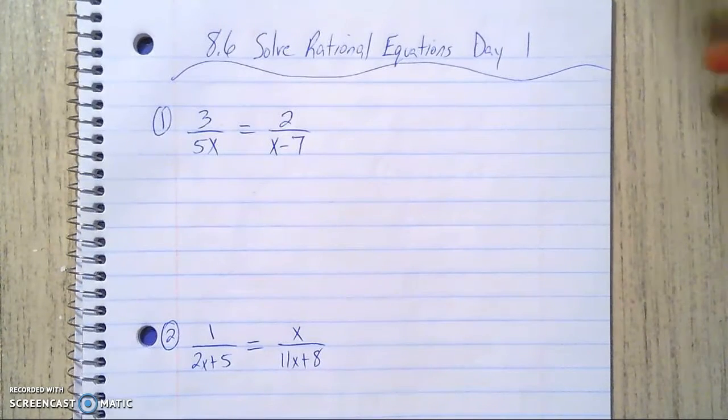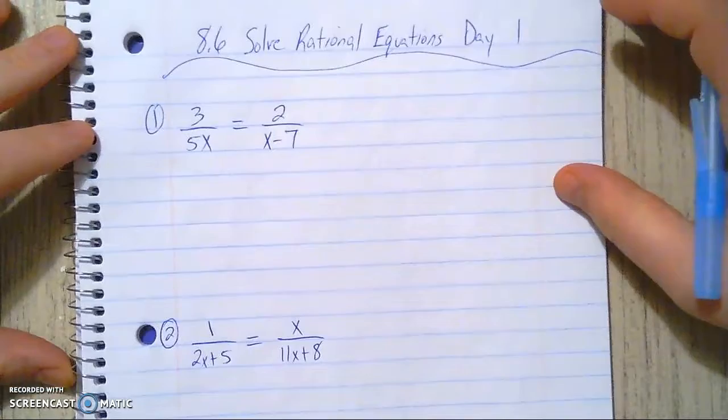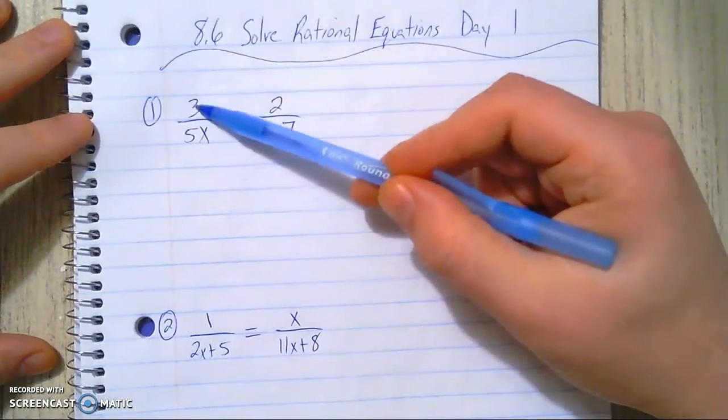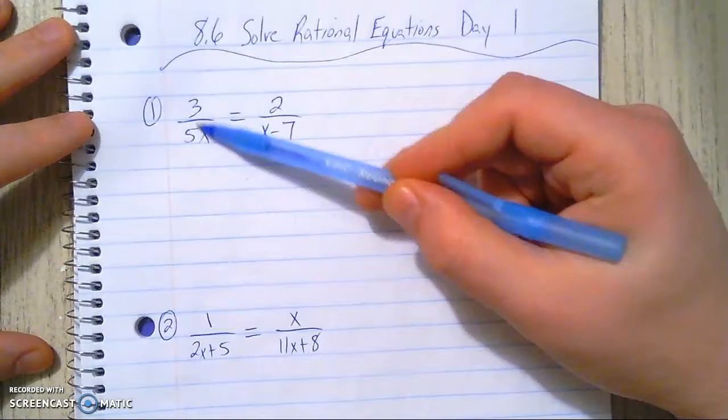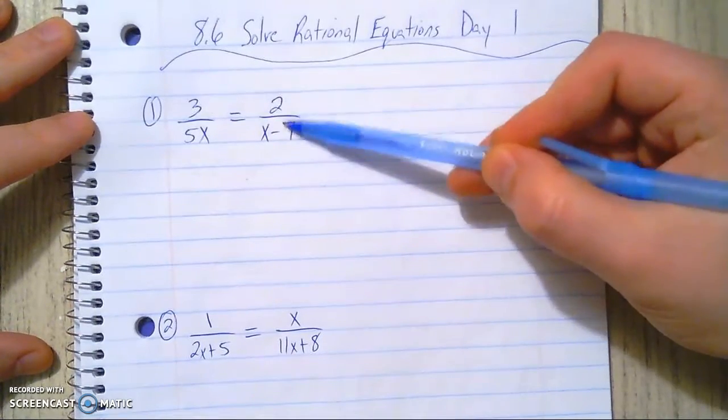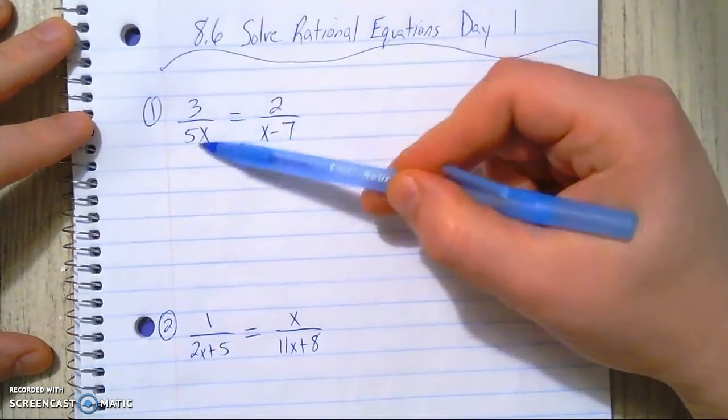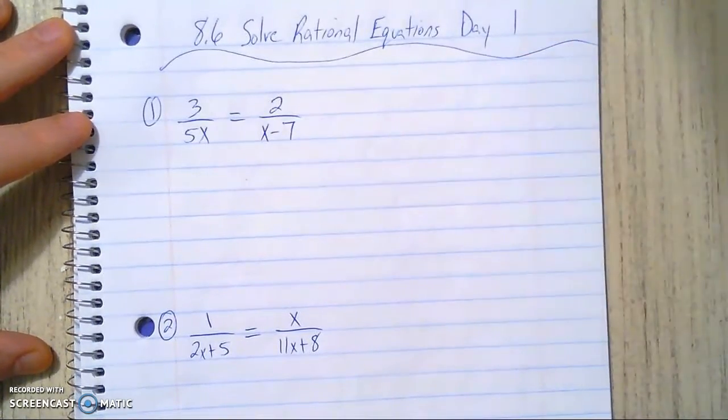Alright, starting something new today here with 8.6 Solve Rational Equations Day 1. And today our rational equations take the form of proportions. So you might remember from previous years a proportion is when one ratio, that's a fraction or a way to compare values using division, when one ratio is set equal to another ratio. Because this basically looks like a fraction equals a fraction, it's called a proportion.